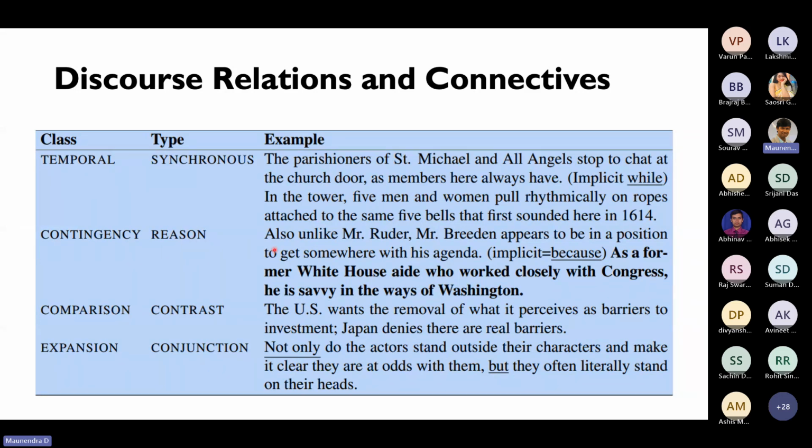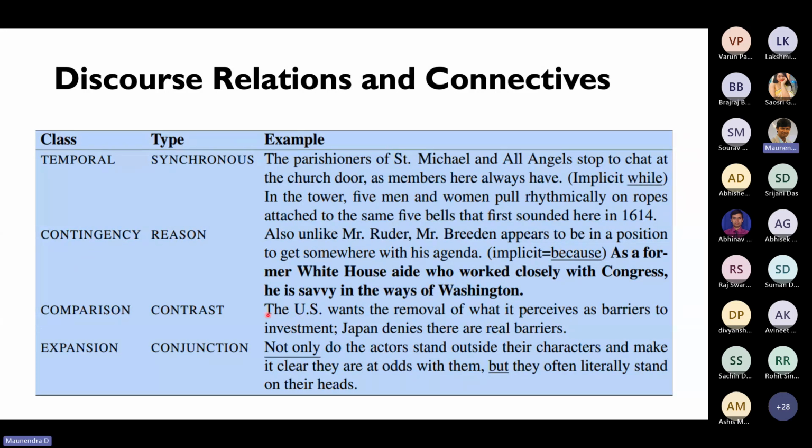Then: also, unlike Mr. Druder, Mr. Bridden appears to be in a position to get somewhere with his agenda. As a former White House aide who worked closely with the Congress, he is savvy in the ways of Washington. So here also we see a cause-effect kind of connection. The 'because' is implicit here.